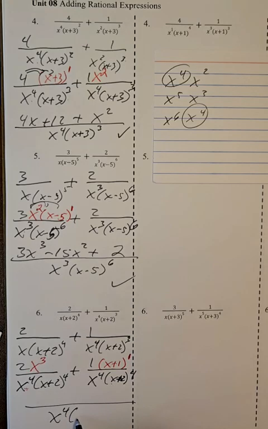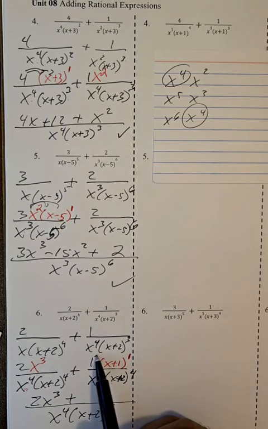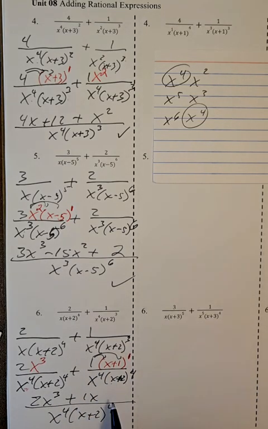Okay, now let's put everything together. Everything over x to the 4th, x plus 2 to the 4th power. So 2x cubed, we're going to write that, 2x cubed, the plus sign. And then we're going to multiply the 1 times the x, that'll give us our 1x. And then 1 times the 1, that'll give us 1. And nice, it's in order. Good, done.